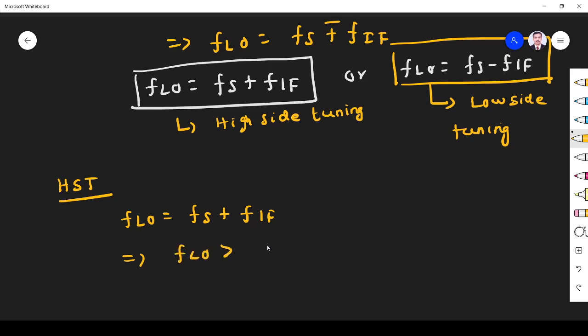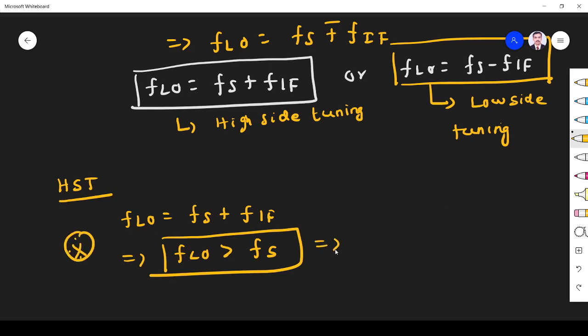So the local oscillator frequency is greater than the signal frequency, because FLO is FS plus some other frequency, so the sum will be greater than FS. For high side tuning, my local oscillator frequency should be greater than the incoming signal frequency. Otherwise, the signal frequency should be lesser than the local oscillator frequency. If they give the condition like this, we have to use this formula. This is what we have to remember.